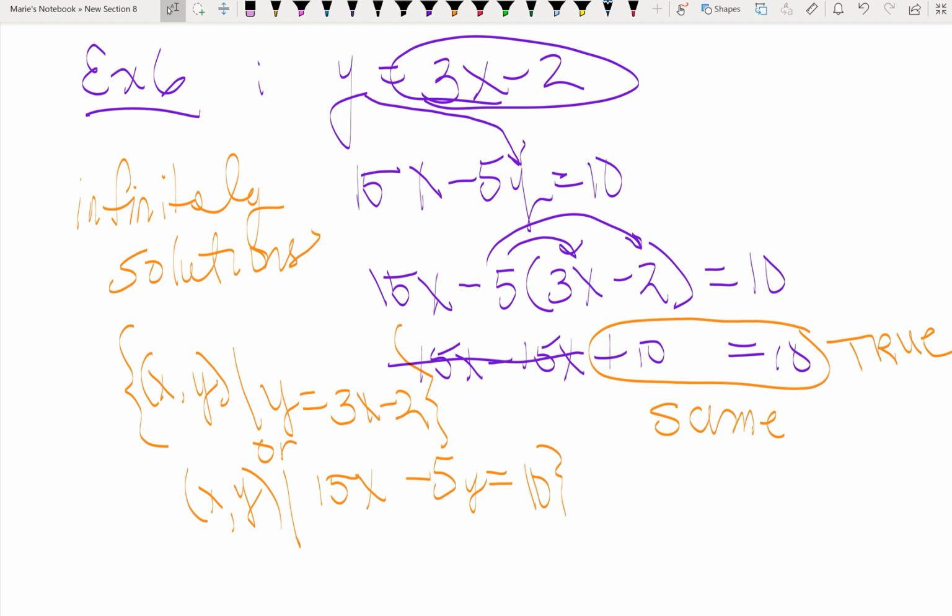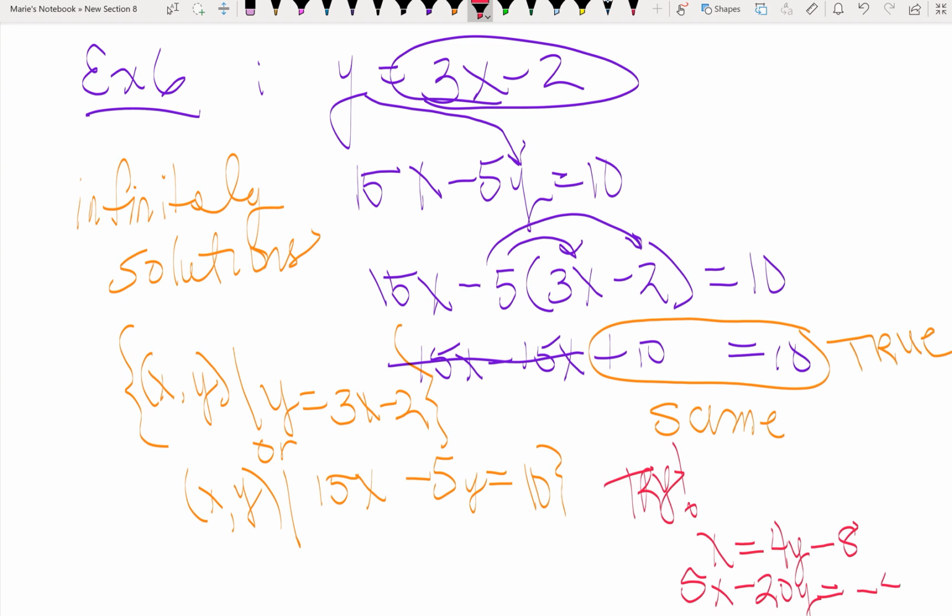So yeah, let me give you a third one to try at home, which is basically a regurgitation of what we've just done. I'll write it in red. So try this one at home. This is x is equal to 4y minus 8, and then 5x minus 20y is equal to negative 40. So this is a third question for you to take a peek and see how you do.